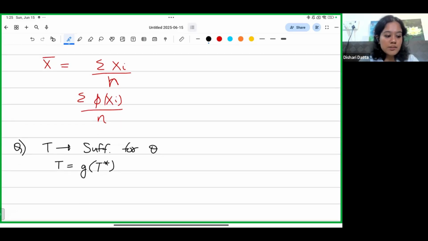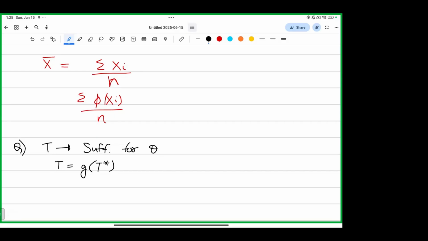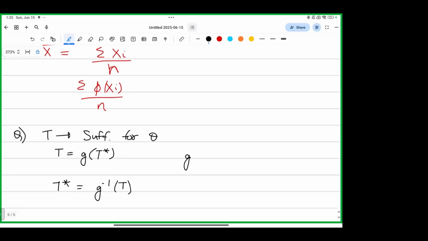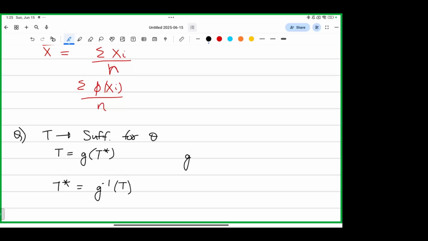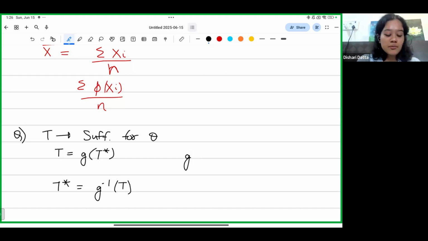If you need a hint, just tell me. So if g is a bijective function, both 1-1 and onto, then we can write that T star equals g inverse of T, and that would be 1-1. So then it would be sufficient. Right. What if it's not bijective? It's not bijective. Can we take an example? You cannot. If you want to take a counterexample and disprove this statement, you can. But if you want to prove this statement, then you have to prove it in general.